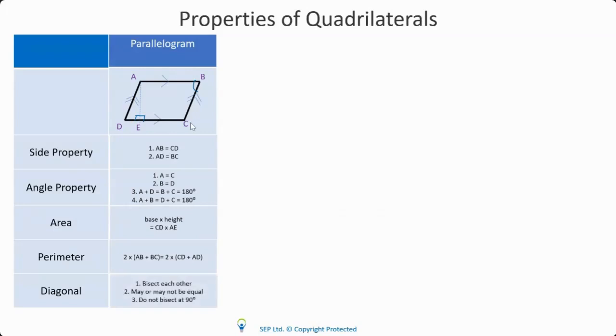But the diagonal property is where most of you falter. In a parallelogram, the diagonals bisect each other. If I draw a parallelogram here very quickly and join the diagonals, they bisect each other. So this is equal to this, and these two are equal. But the diagonals are not equal; they may or may not be equal, and they definitely don't bisect each other at 90 degrees. That is something you should be able to remember.